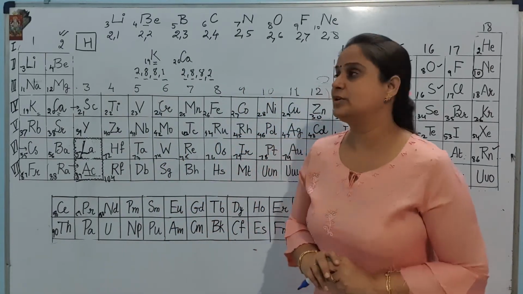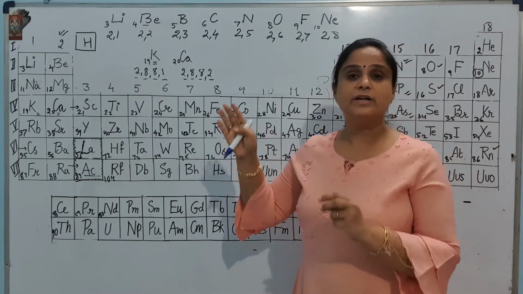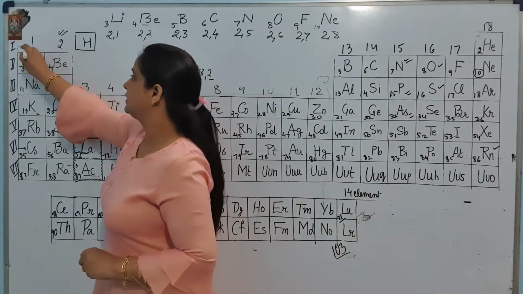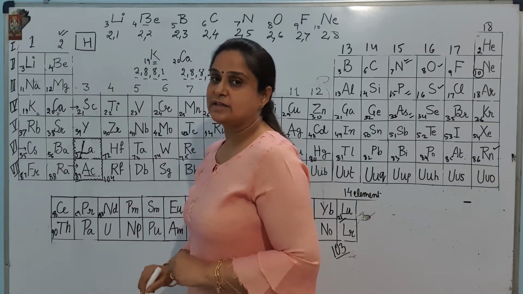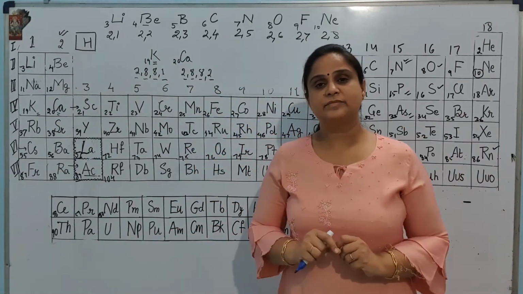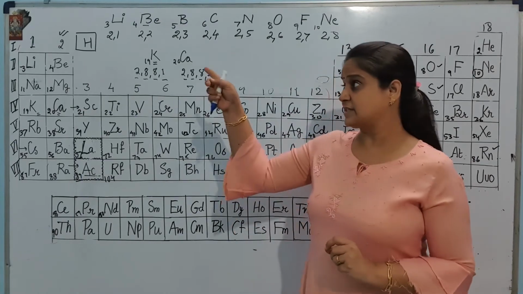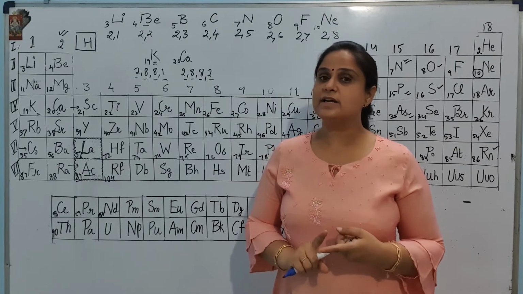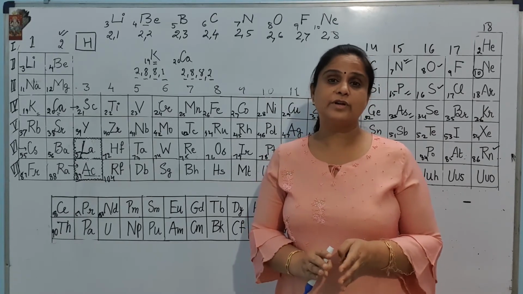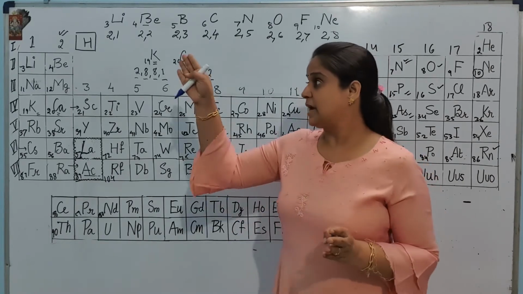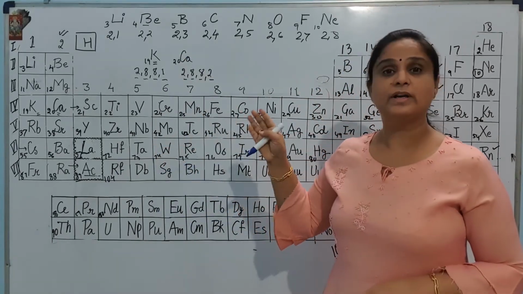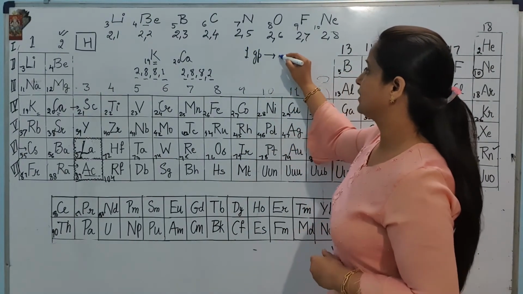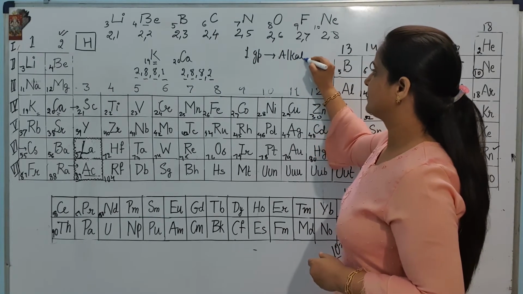Okay, now let's talk about the special names given to the different groups in the periodic table. Let's start with the first group. The first group elements are known as alkali metals. The reason is that all these metals present in the first group react with water to form hydroxides, and these hydroxides are soluble in water, and just because they are soluble in water, they are called alkali. So these metals present in the first group are called alkali metals. Do remember, first group elements are also known as alkali metals.